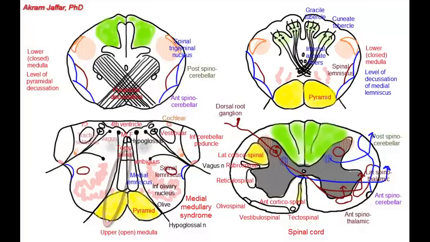Involvement of the hypoglossal nerve will result in ipsilateral paralysis of the muscles of the tongue, a lower motor neuron lesion on the same side of the body, and when the tongue is protruded, it will deviate to the same side of the lesion.